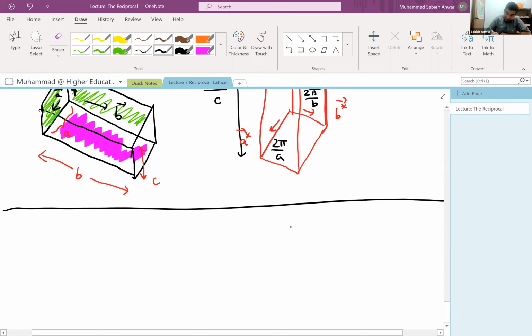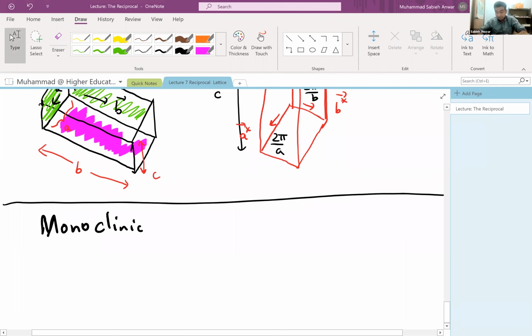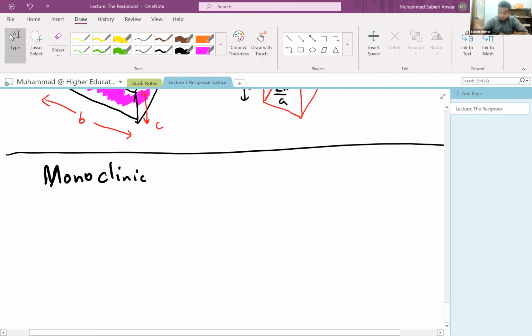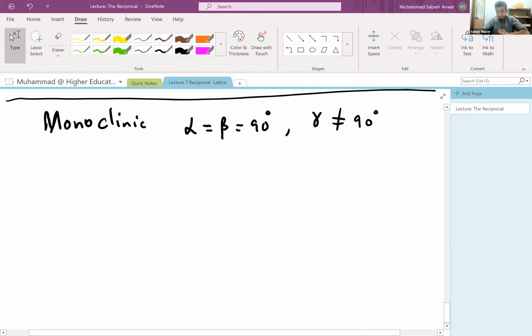Okay, so now let me give you an example of a monoclinic direct lattice. So in a monoclinic direct lattice, you know that two angles are 90 degrees. Alpha and beta could be 90 degrees, and gamma could be different from 90 degrees, and all three lengths are unequal. So if I were to draw the projection on the AB plane, so this is a unit cell here.